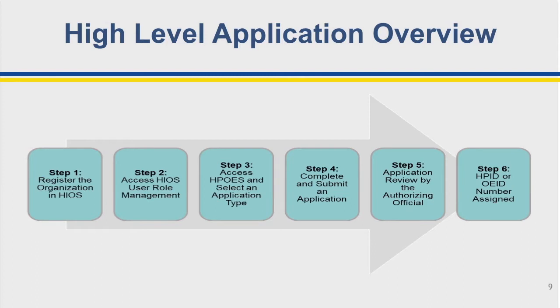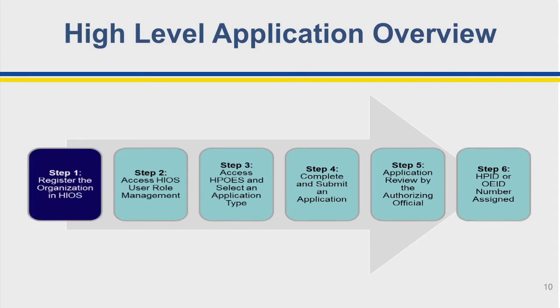Step 4, you complete and submit the application. Step 5, the application is reviewed by the authorizing official. And Step 6, once the application is approved, the HPID is assigned. Each step in the graphic will be highlighted as we walk through the process in greater detail.